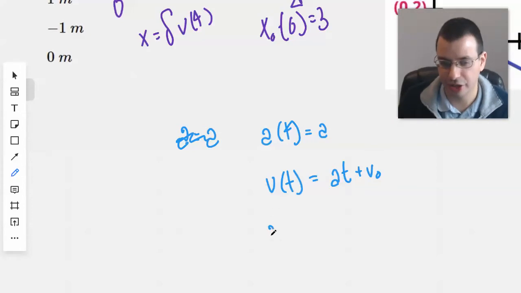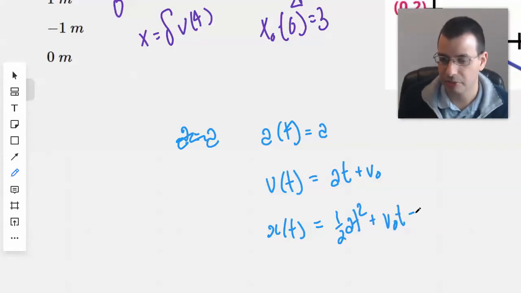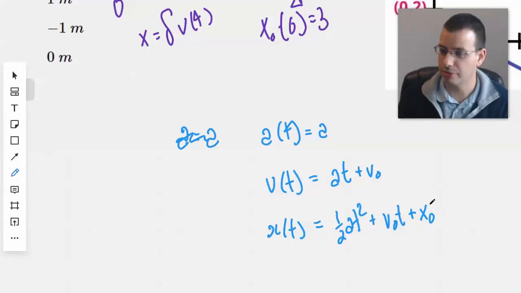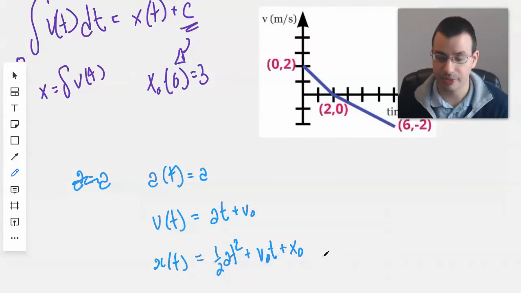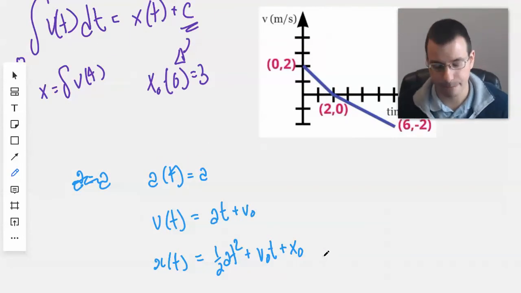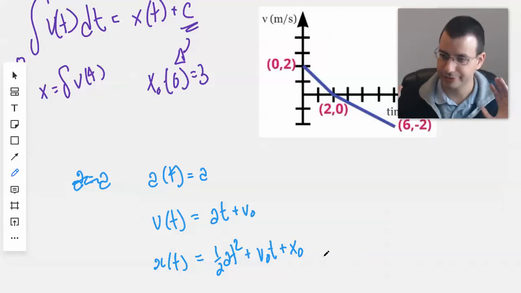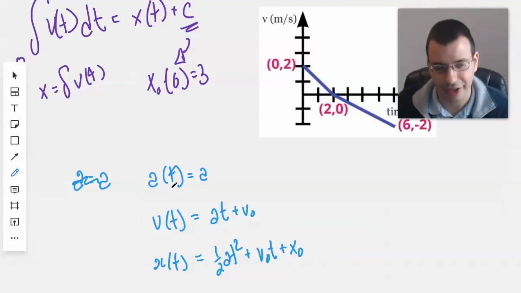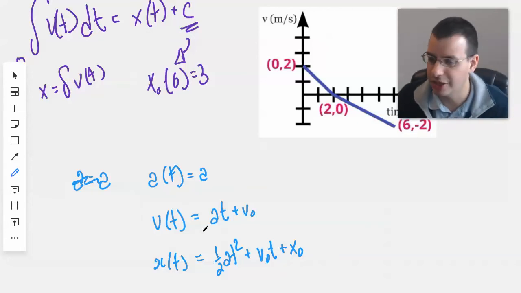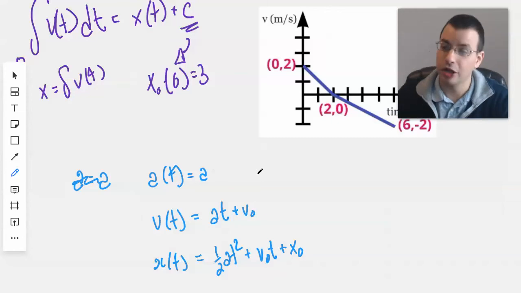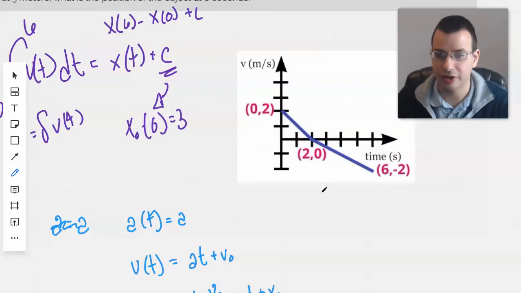Then you take the integral of velocity, and you get position, which will be 1/2 at squared plus v naught t plus x naught. Normally you just memorize these equations because it's almost easier to memorize them than to worry about learning calculus. Because you really don't have to memorize that, acceleration is a constant. Long story short, this is our velocity.